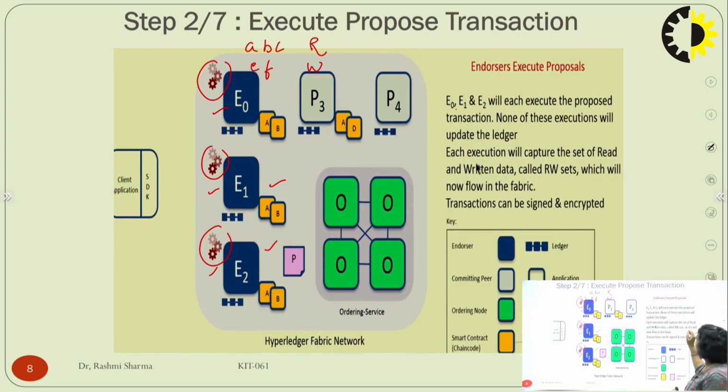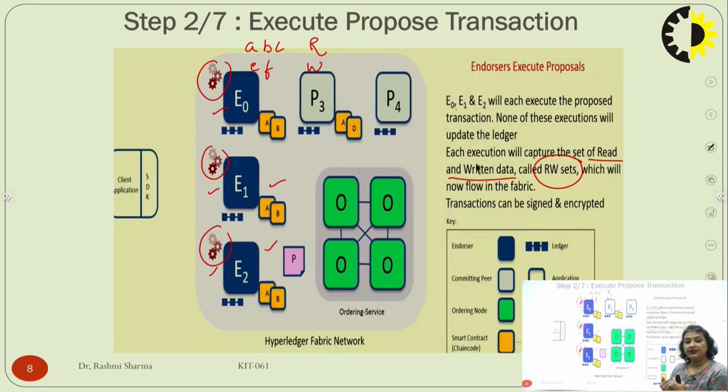So each execution will capture the set of read and written data, which is called the RW set, which now flows into that particular Fabric. And the transactions are being signed and encrypted. What encryption methodology do we use? As we have discussed in the previous video, public key encryption. So you use a public-private key. Now each and every endorsement node is signing through their private key and sending it back to the client application. So this is the second step.